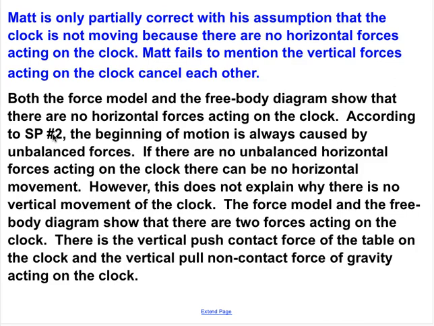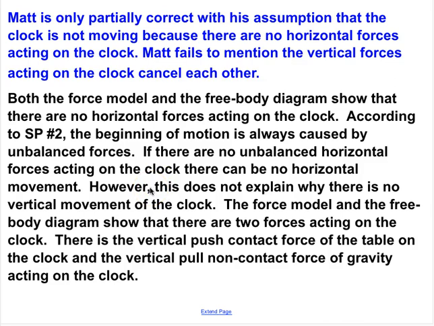So what is scientific principle number 2? The beginning of motion is always caused by unbalanced forces. So don't just say, oh, according to scientific principle number 2, you have to mention what it is. The beginning of motion is always caused by unbalanced forces. Now I have to explain why this scientific principle supports the idea that there's evidence that supports the claim. So if there are no unbalanced horizontal forces acting on the clock, there can be no horizontal movement. So this supports some of my evidence that I have.